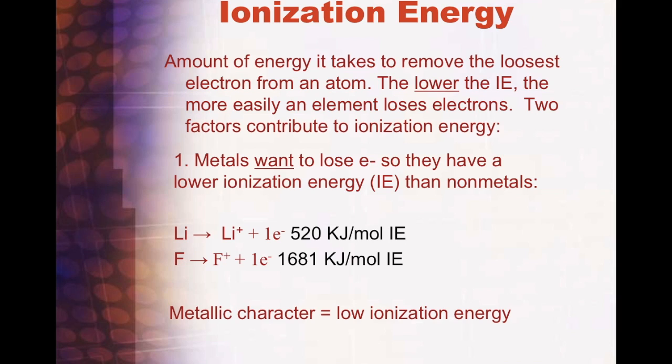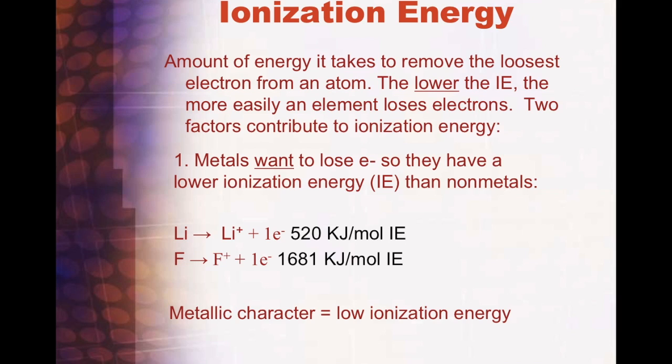First, metals want to lose electrons, because that gives them a more stable electron configuration, and this means they have a lower ionization energy than nonmetals. So if we look here at lithium, this shows what the ionization reaction would look like. We have lithium going to lithium plus, a lithium ion, and losing one electron. The energy it takes to do that is 520 kilojoules per mole.